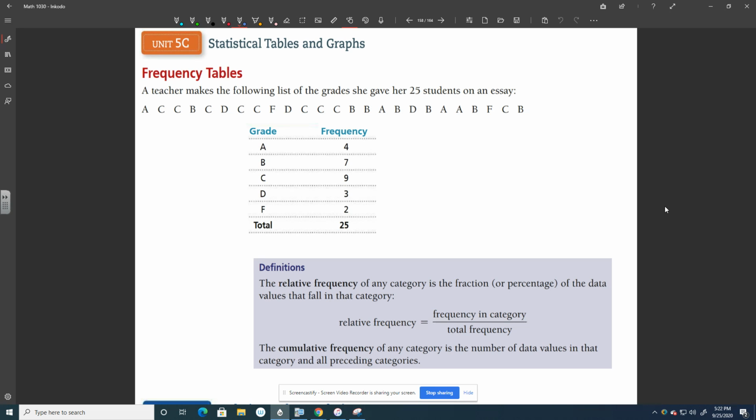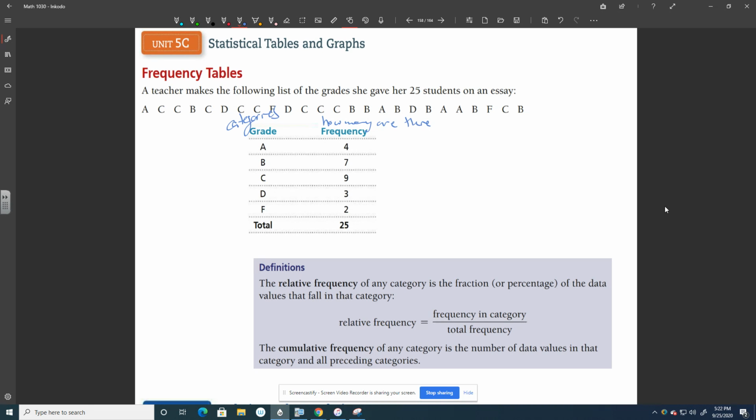And the first column is our different categories, okay? So what we're measuring are the grades, and there are different categories of grades. So this first row is all of the A's, and then all the B's and C's and D's and F's. And the second column is frequency, or in other words, how many are there? All right, how many A's are there? How many B's? So it says there's 4 A's, 7 B's, 9 C's, 3 D's, 2 F's.